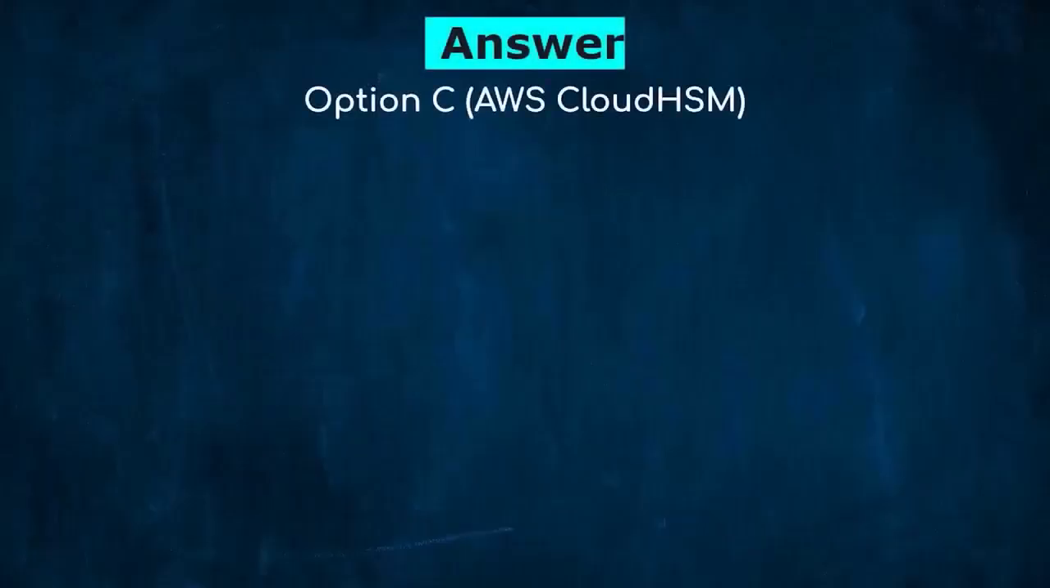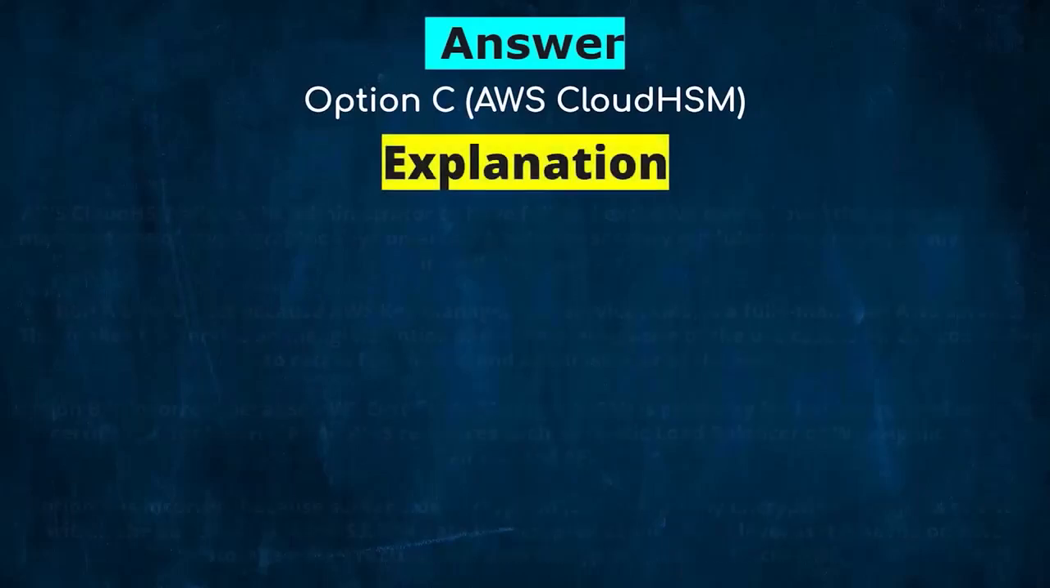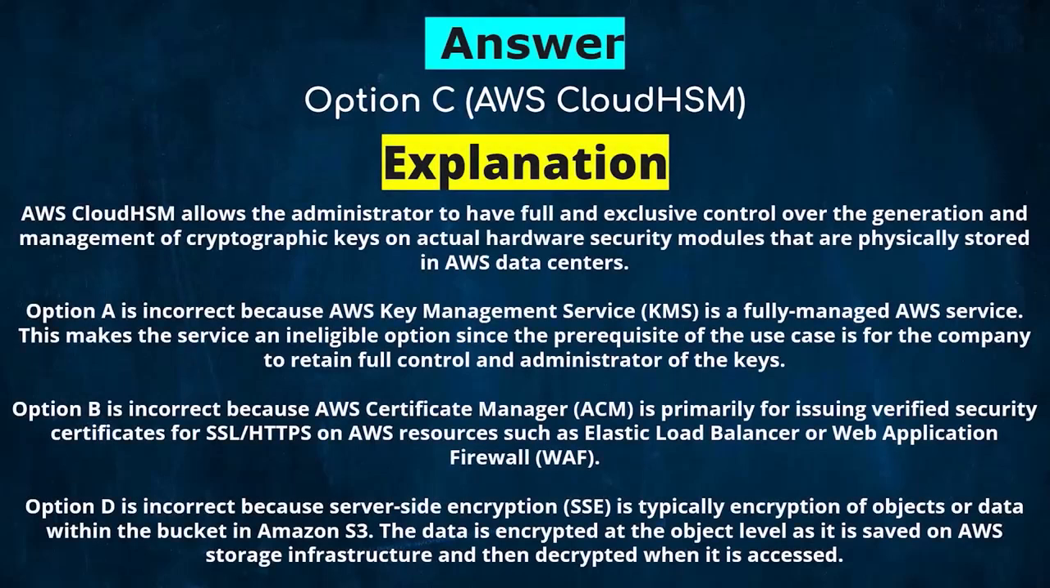AWS CloudHSM. Explanation. AWS CloudHSM allows the administrator to have full and exclusive control over the generation and management of cryptographic keys on actual hardware security modules that are physically stored in AWS data centers. Option A is incorrect because AWS Key Management Service is a fully managed AWS service. This makes the service an unsuitable option since the prerequisite of the use case is for the company to retain full control and administration of the keys.